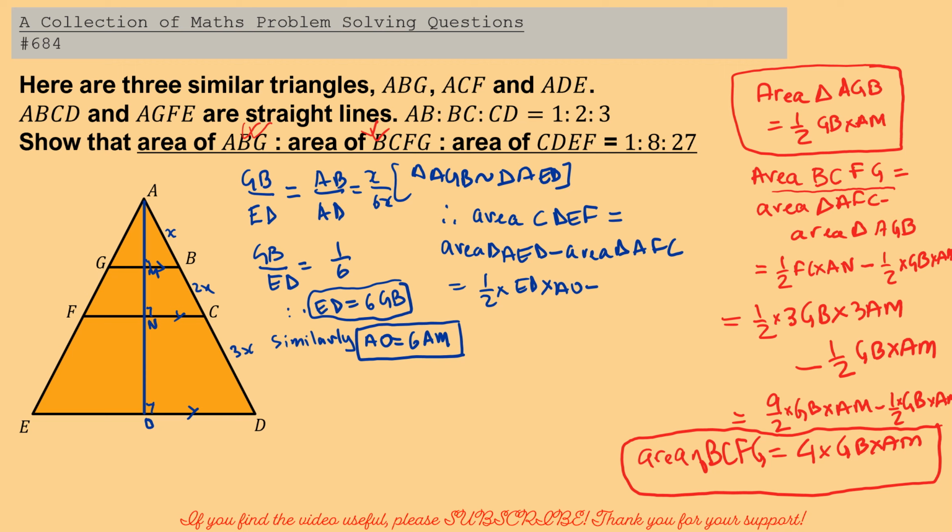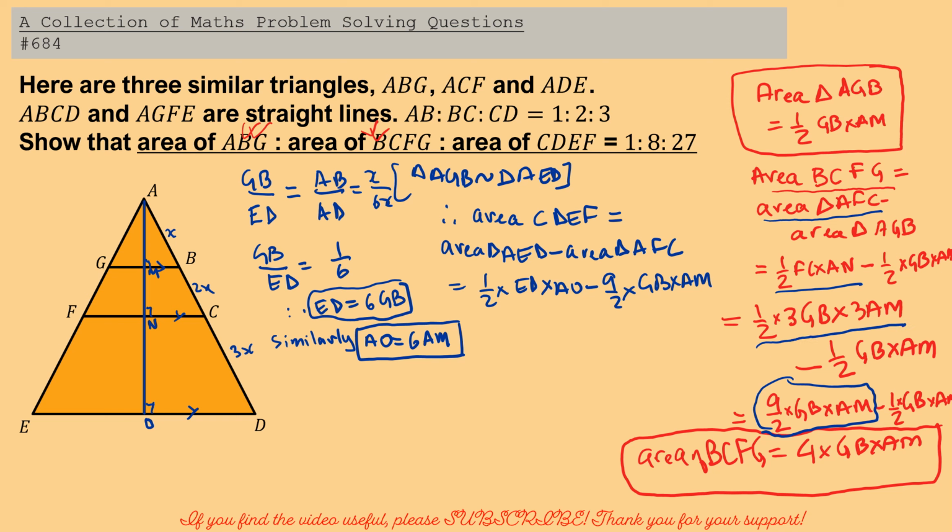See, I have done it here. Area of AFC is half times FC times AN, or half times 3 GB. So area of AFC is 9 out of 2 times GB times AM. It is written here. So it's this bit, that is the area of triangle AFC.